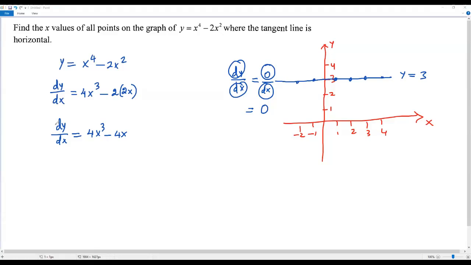That means here dy over dx represents the slope of the tangent line. So when the tangent line is horizontal, the slope dy over dx has to be 0. So we can set dy over dx equal to 0, because the tangent line is horizontal. Okay, what we got for dy over dx? 4x cubed minus 4x.